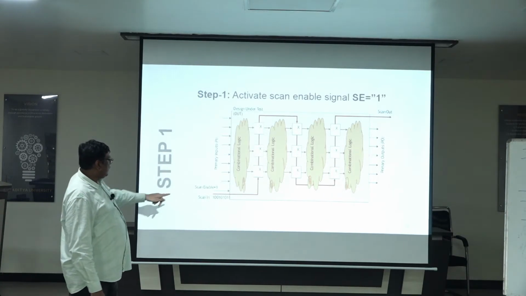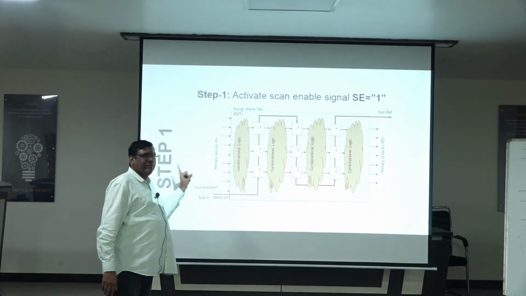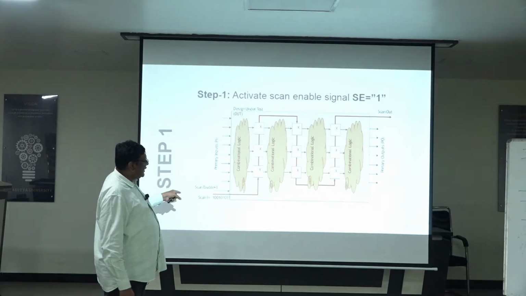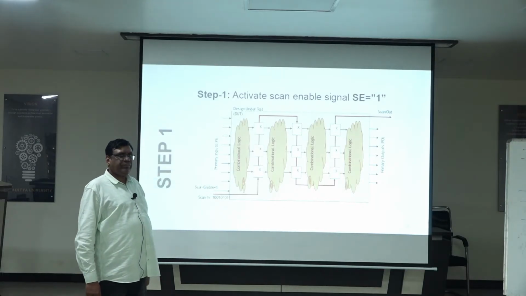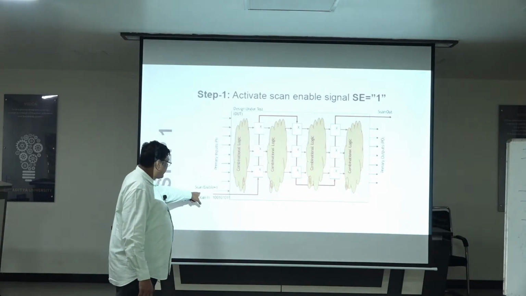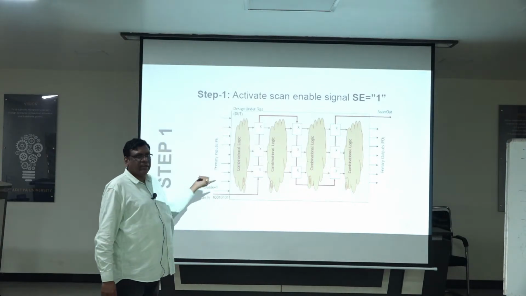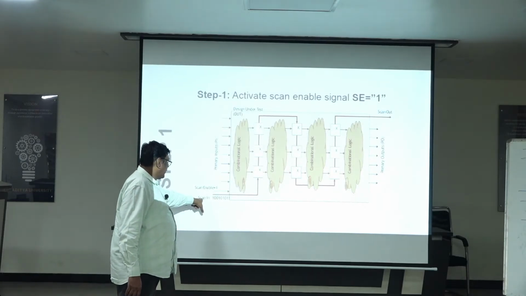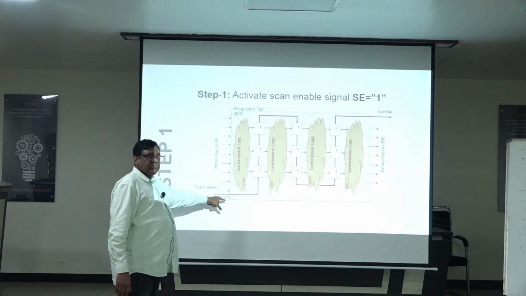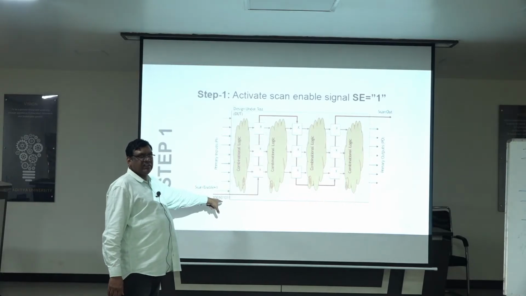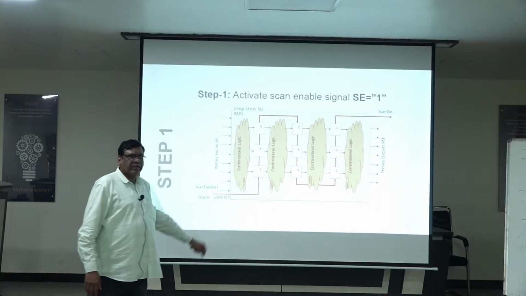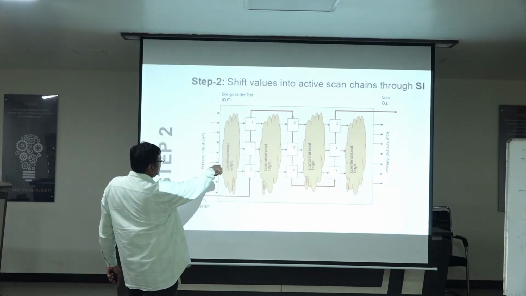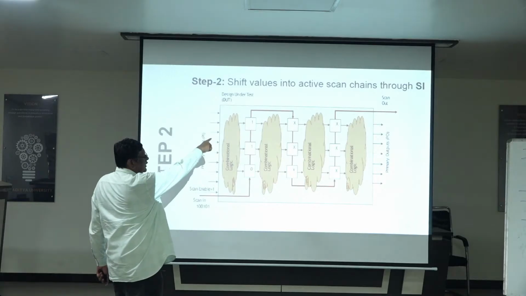At step 1, I will keep scan enable equal to 1. Scan enable equal to 1 means it is connected as a shift register. Initially there is no data, so that is X. All the data I want to keep, I will keep from scan in. One extra pin I have to give to the IC, and from that I will be sending the data. Then this value will be loaded. You can see that 0, 1, 1 has been loaded.